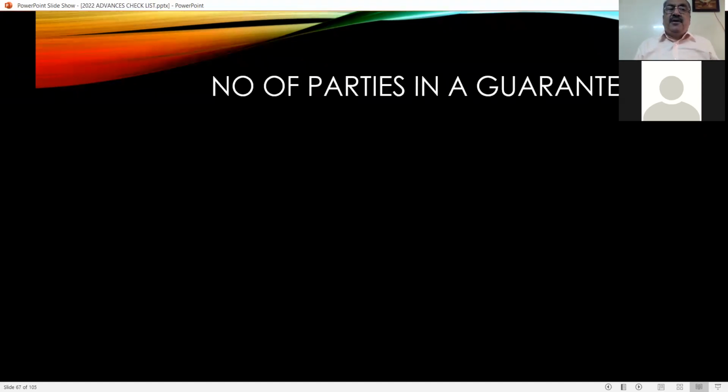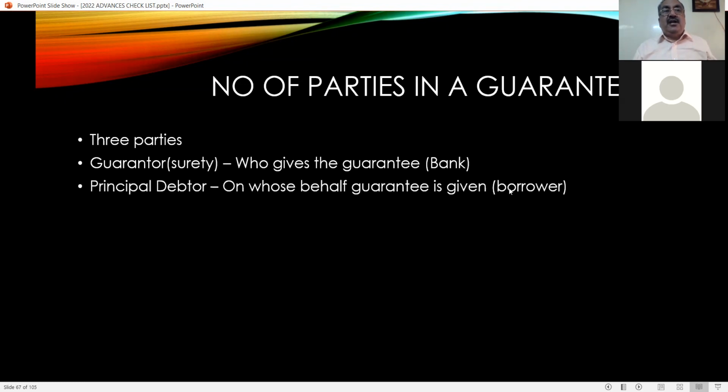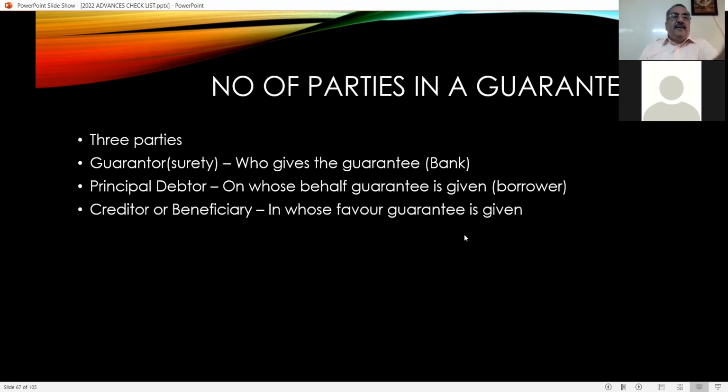So how many parties are involved in a bank guarantee? There are three parties: the banker, the borrower, and the beneficiary. The guarantor is who gives the guarantee, and that is the bank. The principal debtor, on whose behalf the guarantee is being given, is the borrower. And the creditor is the beneficiary.